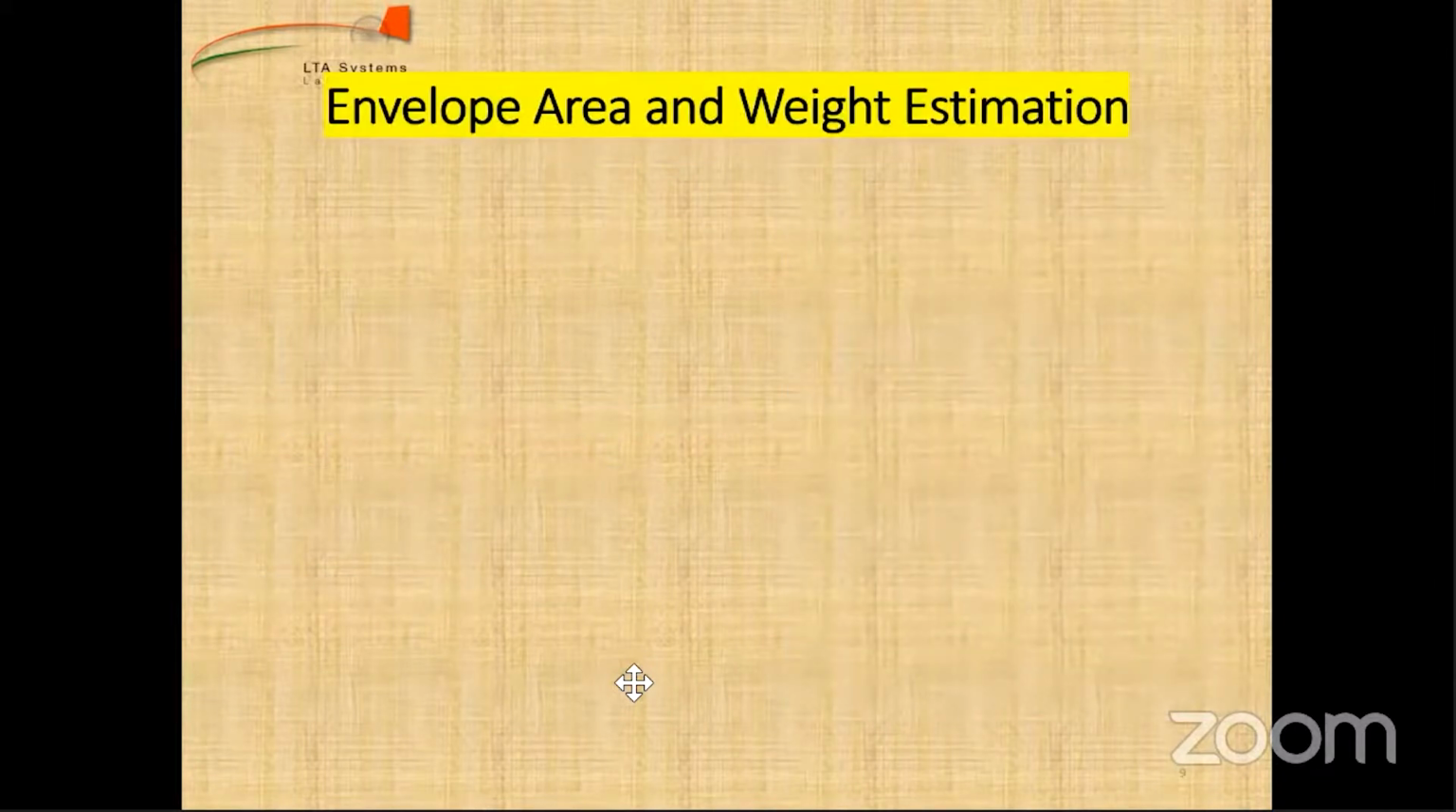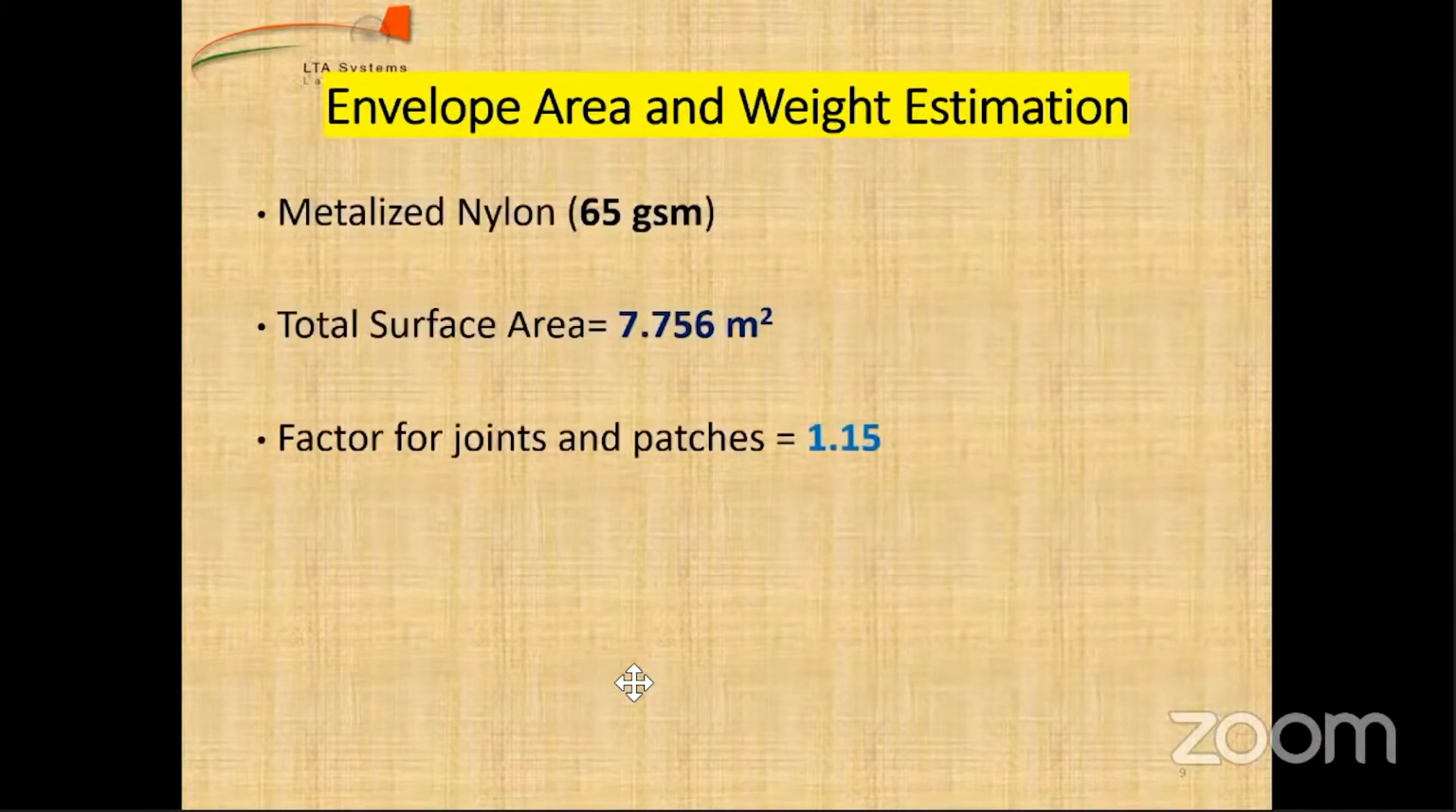So what is the area of the envelope we have? What was our envelope area? It was 7.76. Correct. So the material that we are using is metallized nylon and its GSM is 65 GSM.